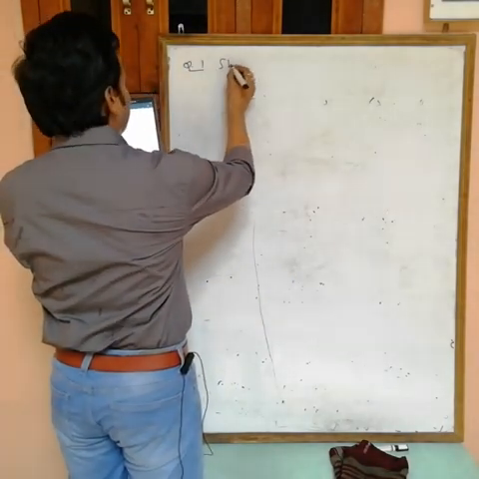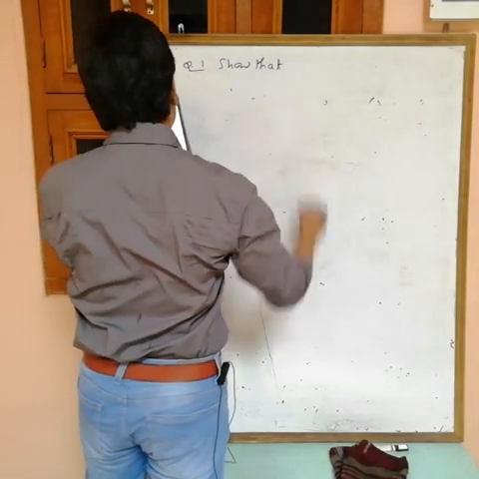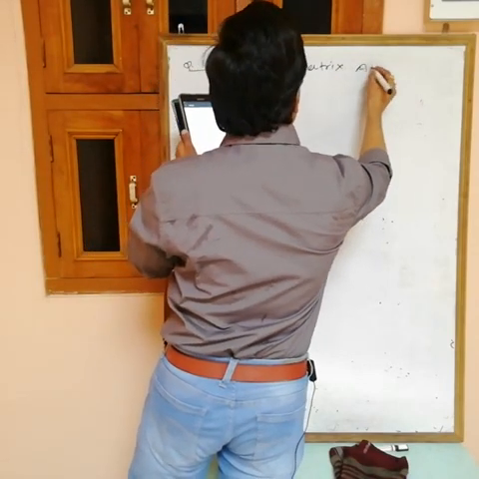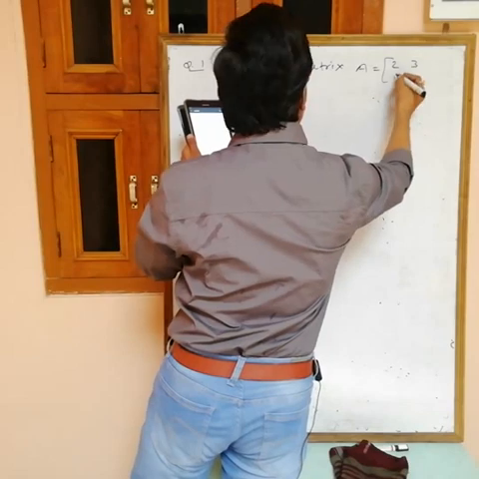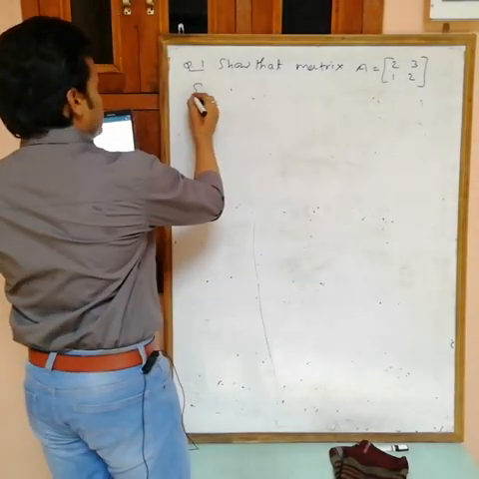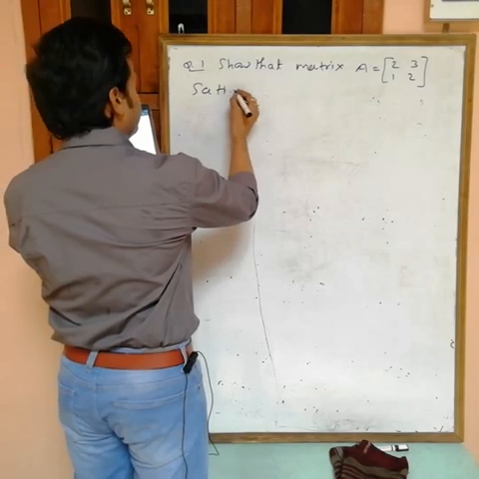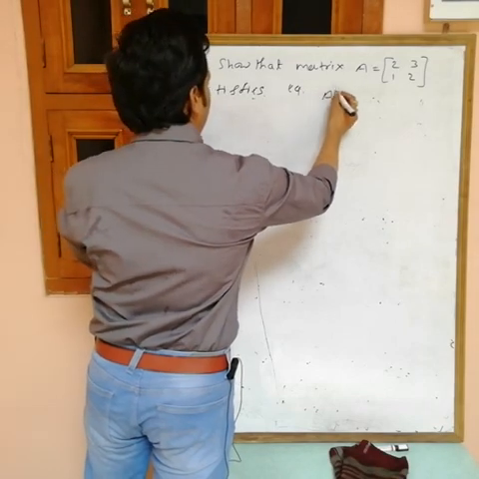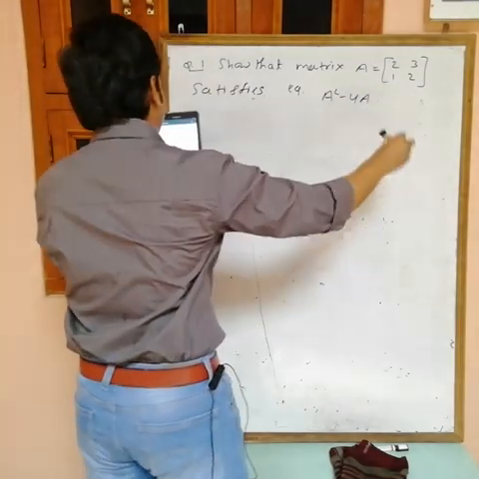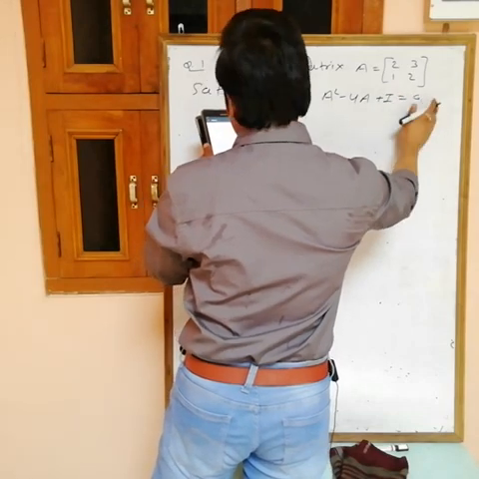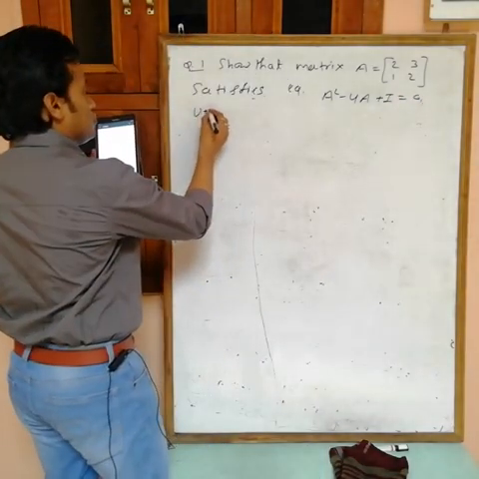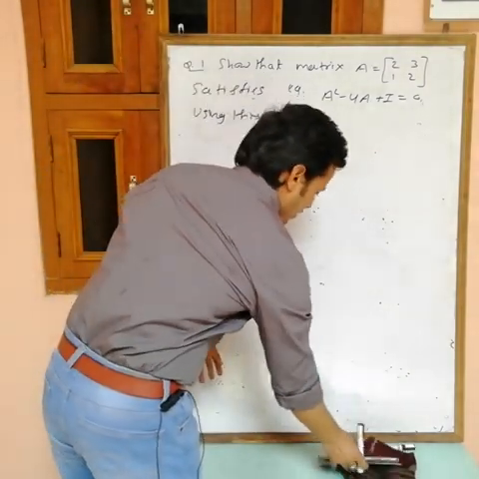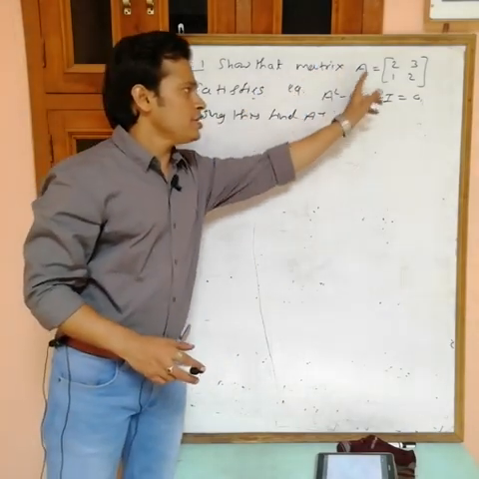Write a question. So that matrix A equals [2 3; 1 2] satisfies the equation A square minus 4A plus I equals 0. Using this, find A inverse. Okay, now I want to prove that this matrix A is satisfying this one.